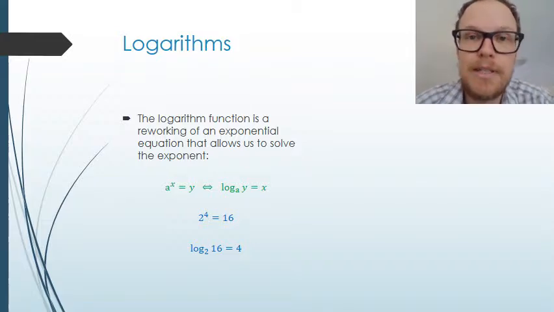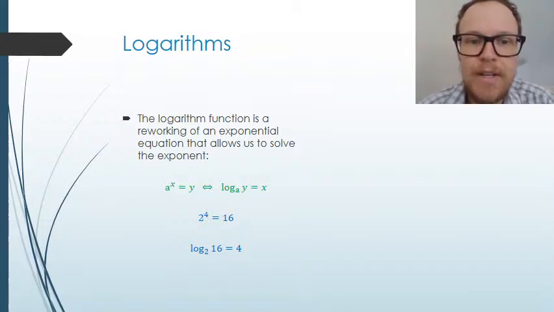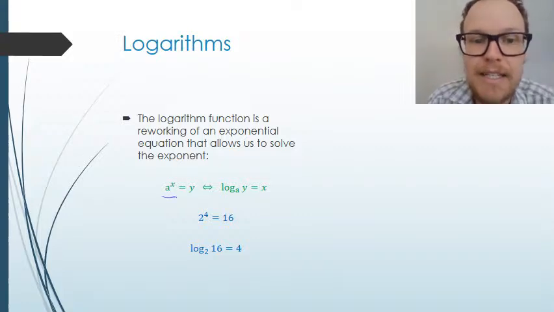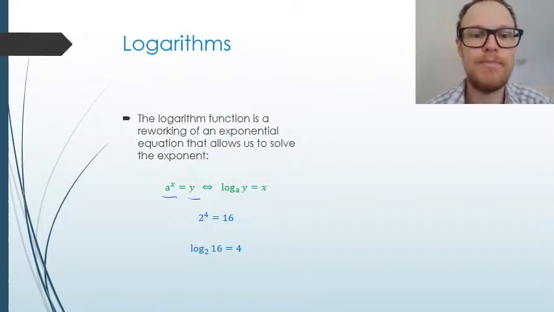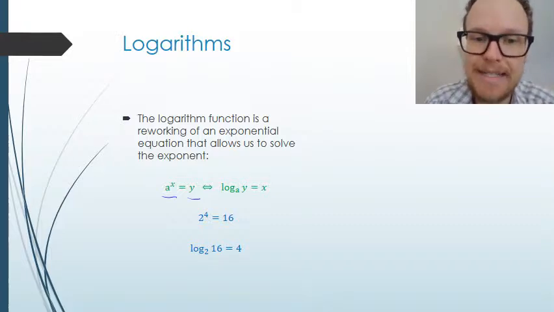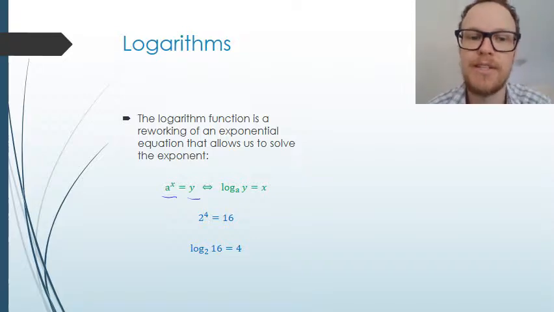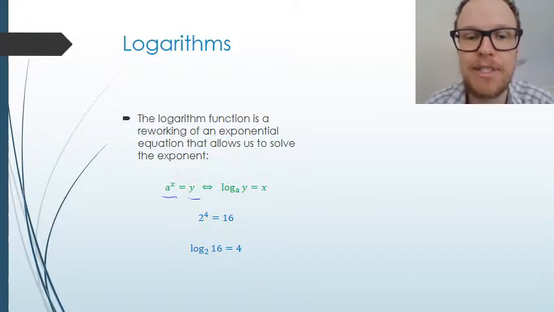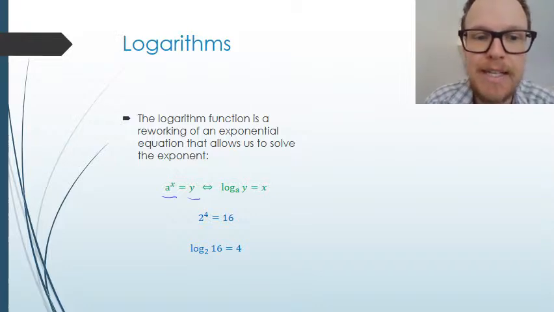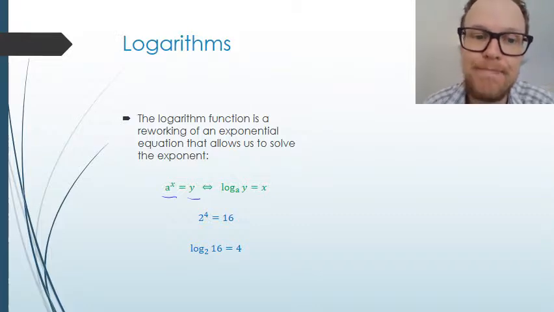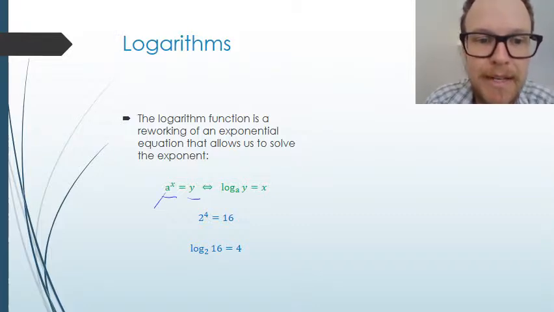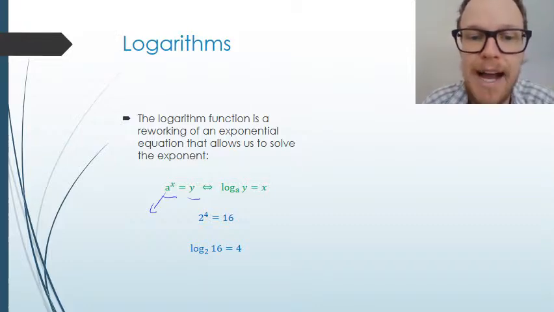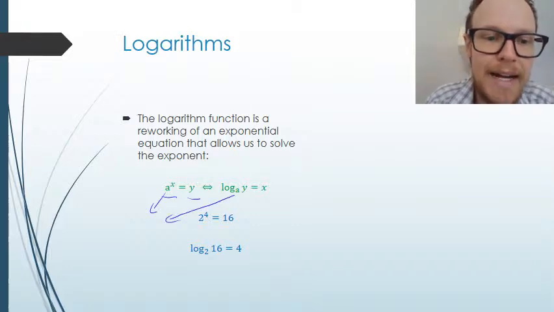So the logarithm function is a reworking of the exponential function, as I said. If I've got an exponential of the form a to the power of x is equal to y, then we say log to the base a of y is equal to x, the exponent. So the exponent here is equal to the logarithm function to the base a. The base of the exponential equation is a, and the base for the logarithm is also a. This is called the base.